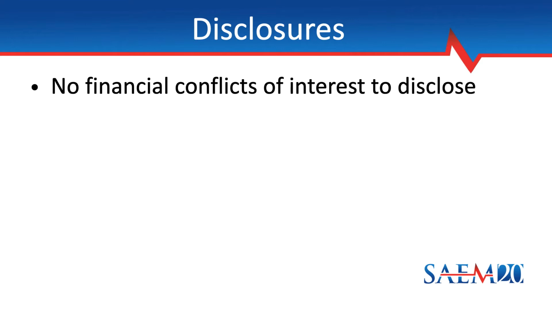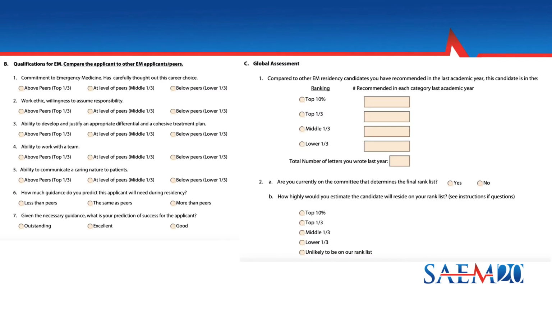Now, for the purposes of this presentation, beyond that, I need you to know two things about SLOs. First, it gives us some objective data, and that comes in two big places. The first is 7 questions called the qualifications for EM. That's 7 different questions that rank students as top third, middle third, or bottom third in those categories. And the second is part C of the SLO, the global assessment, that asks 2 questions that rank students in the top 10%, top third, middle third, or bottom third.